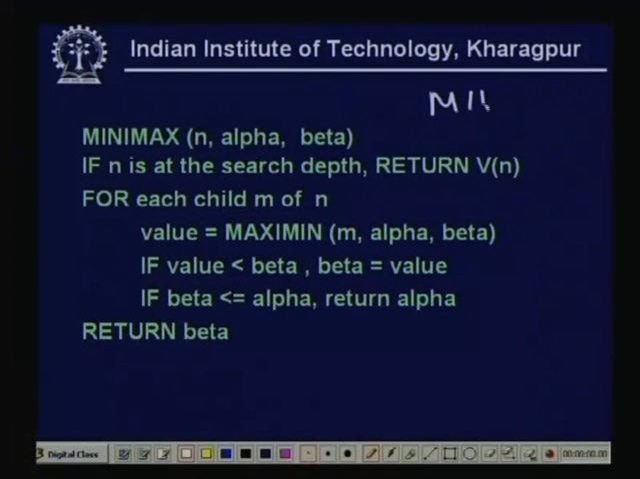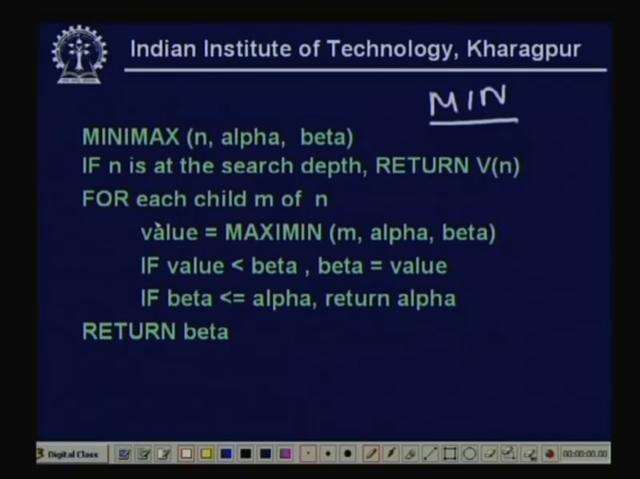At a min node, we do minimax, which is just a symmetrical function. Minimax of a min node again takes alpha and beta. So, beta is the beta value of this node, alpha is the alpha value of its max ancestor or max parent. So, if n is a leaf node, we return v of n.